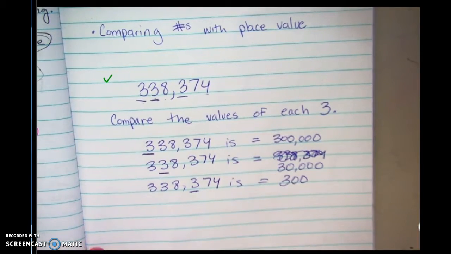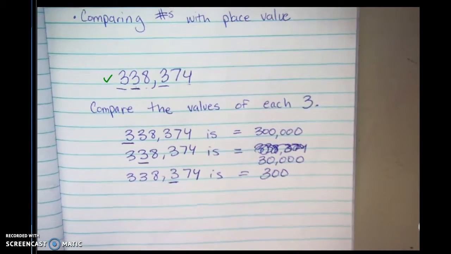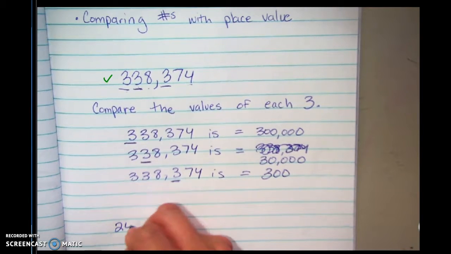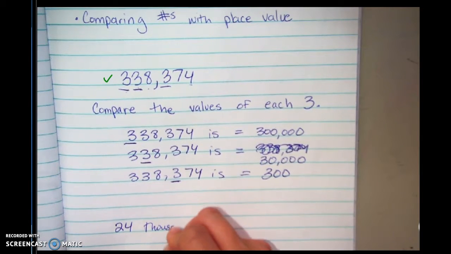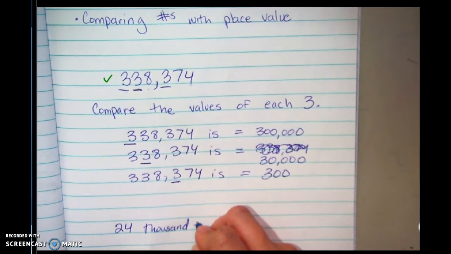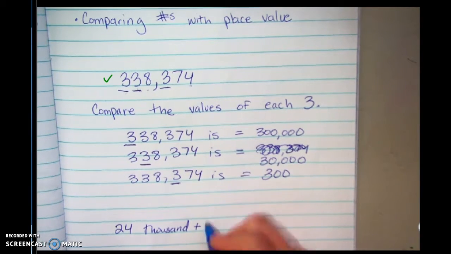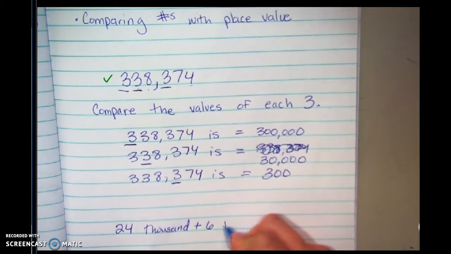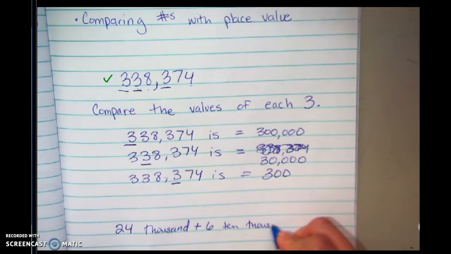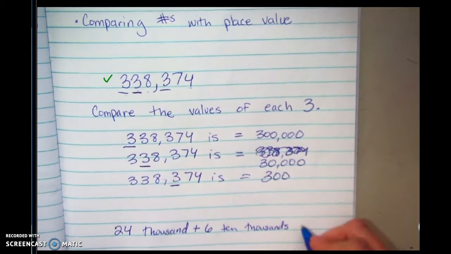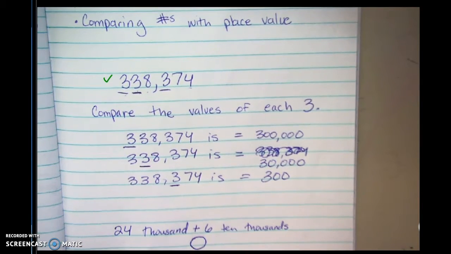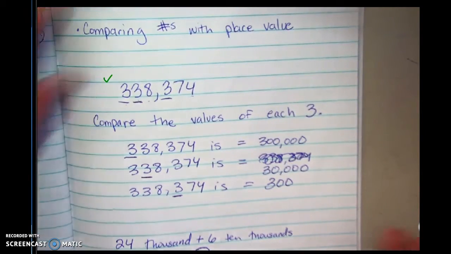Here's another comparison problem that you'll remember. Ready? What if I have 24,000 plus 6 10,000s compared to 241,000. I'm going to move it up. Give me a second.